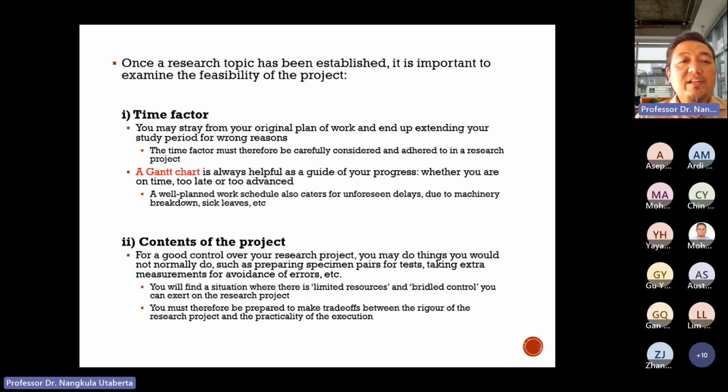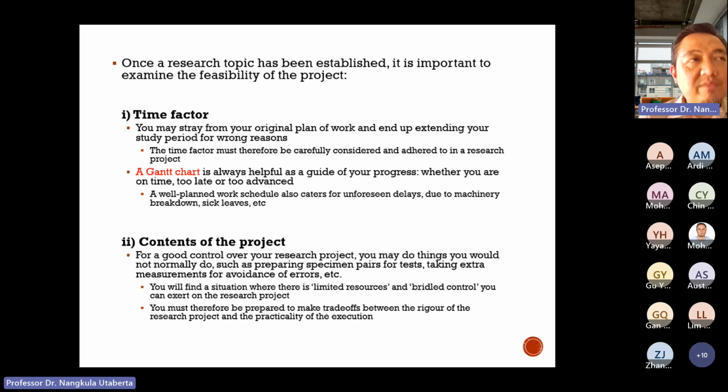Okay. Once you have identified the research topic, this is very important. Once you identify the research topic, it's important to examine the accessibility of the project. This is what we talk about: manageable. When you start research, you already have an idea what topic to be done. You have identified the issues. You identify the research problem. Then you have to think about this.